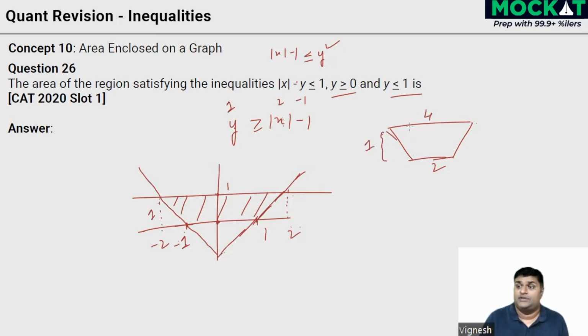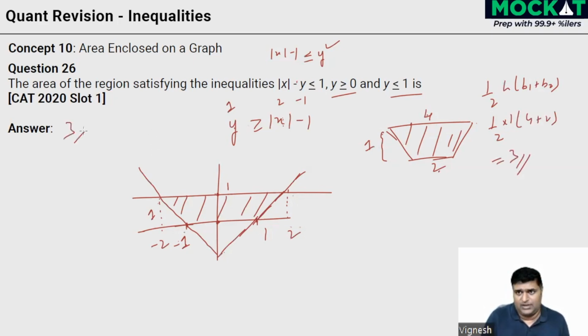What is the area of this trapezium? Half height into b1 plus b2. Half into 1 into 4 plus 2. That's 6. 6 by 2 comes to 3. So 3 over here is the answer for this question.